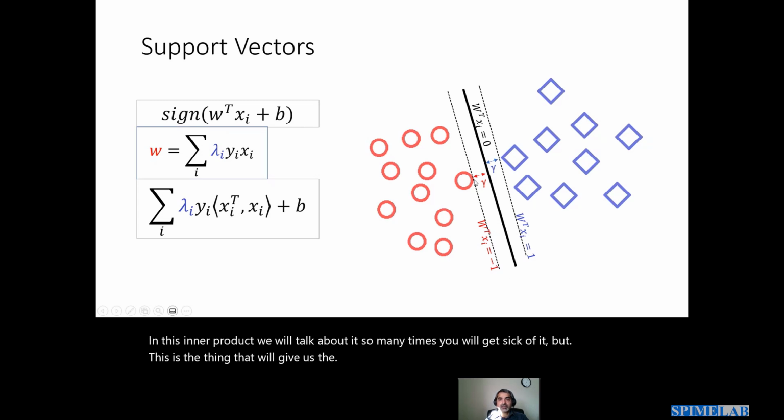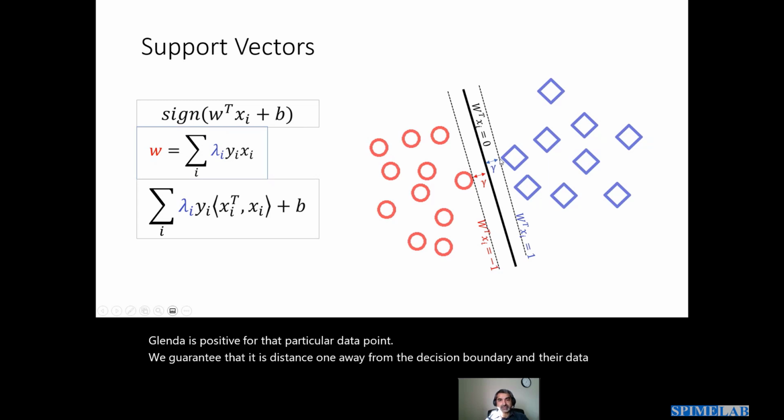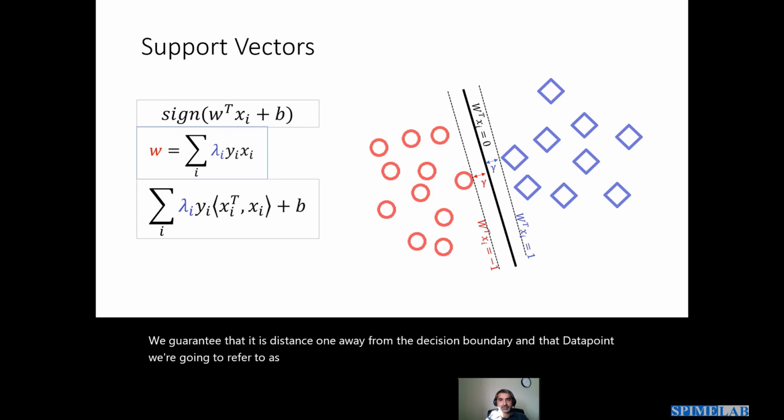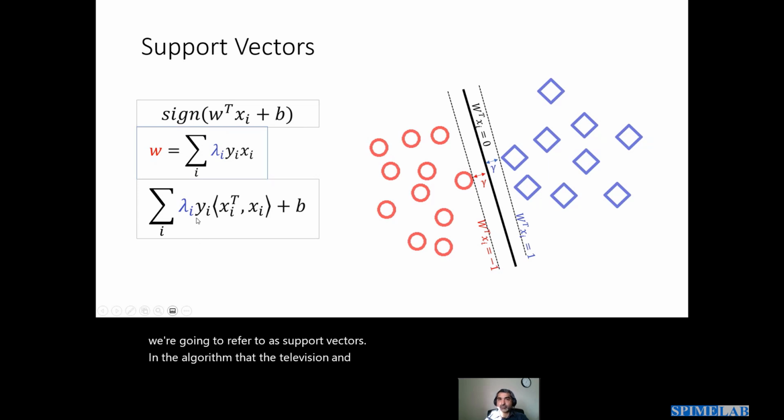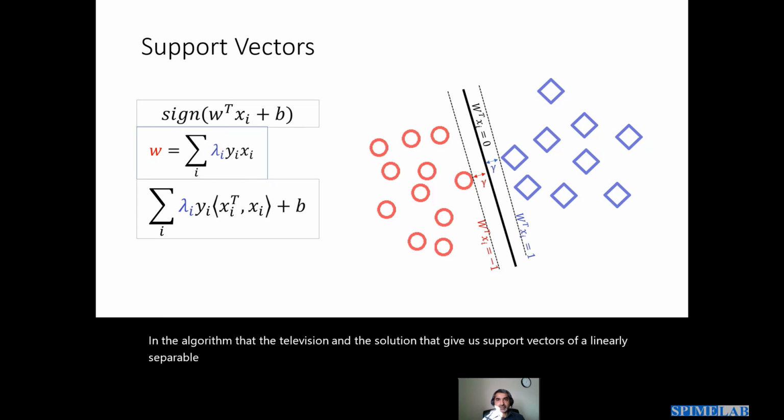Now I'm going to give them the name. Wherever lambda is positive for that particular data point, we will guarantee that it is distance 1 away from the decision boundary, and that data point we are going to refer to as support vectors. The derivation and the solution give us support vectors of a linearly separable binary data set. Those data points give us the support vectors.